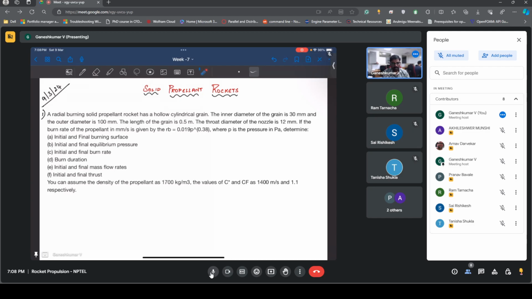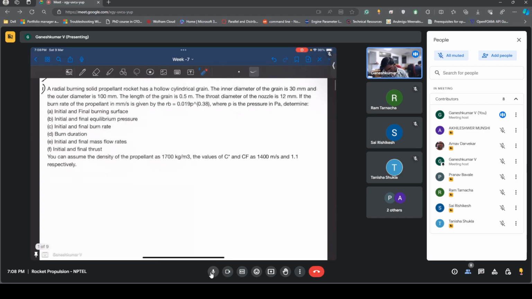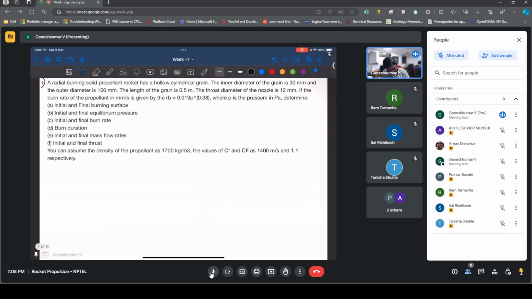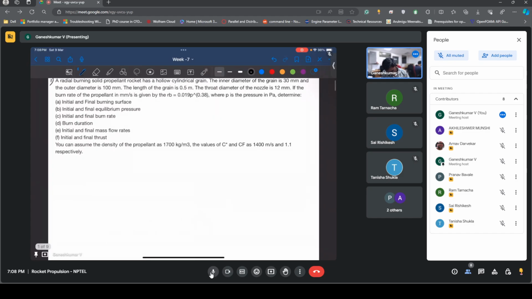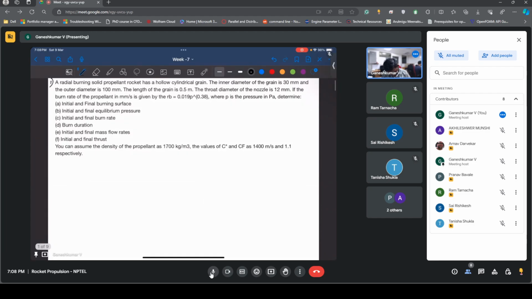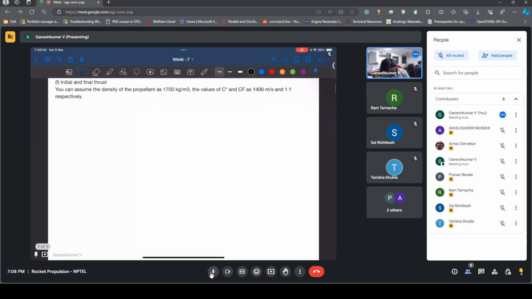C star and CF come from the analysis, right? We already did how to get that. So this week is purely about how to get this pressure and mass flow rate, which would be useful for you to calculate the thrust. Let me quickly draw a schematic of it. I hope everyone understood the problem. Maybe if I draw the schematic, you would better understand it. Since it's a solid propellant rocket, let me draw something like this.